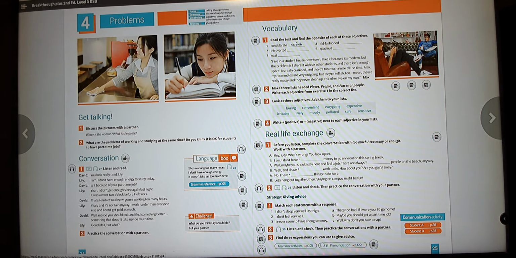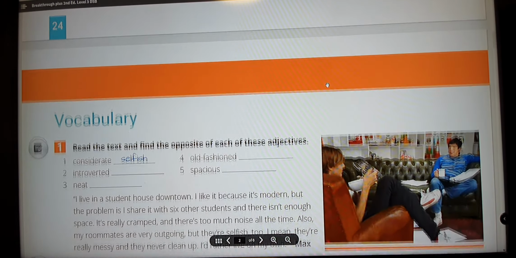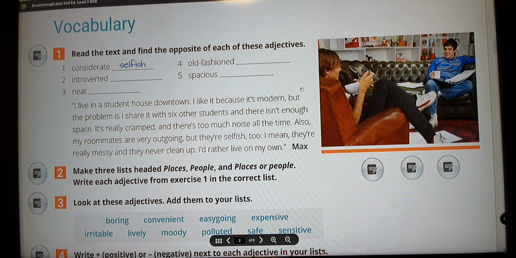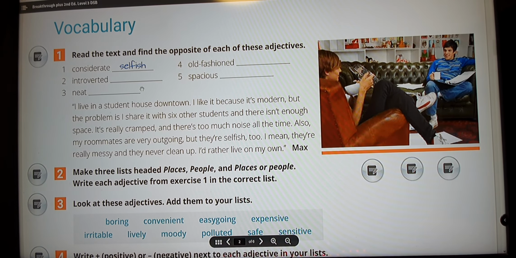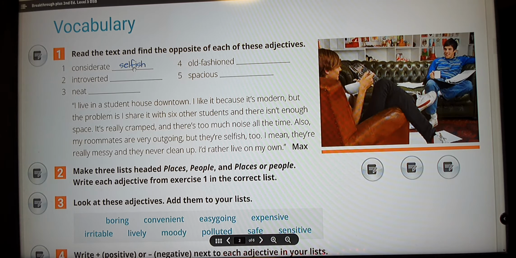Okay, next thing we're going to do is we're going to look at some vocabulary. Okay, what we see here is considerate, and in the blank, they've entered the word selfish. What we're doing is we're looking at the opposites of these adjectives. Now, why do we need to know the opposite? Another word for opposite is antonym. In other words, selfish is the antonym for considerate. Okay, I'll explain how we use or why we would use the antonym in a moment.